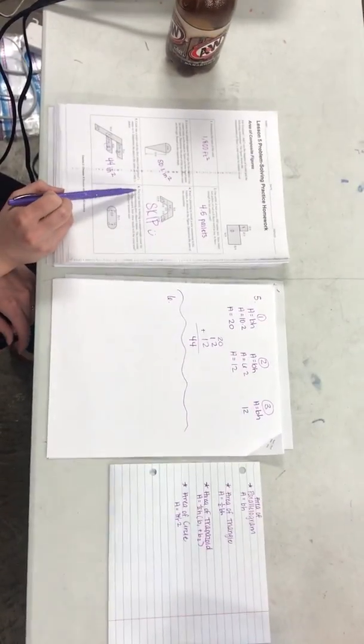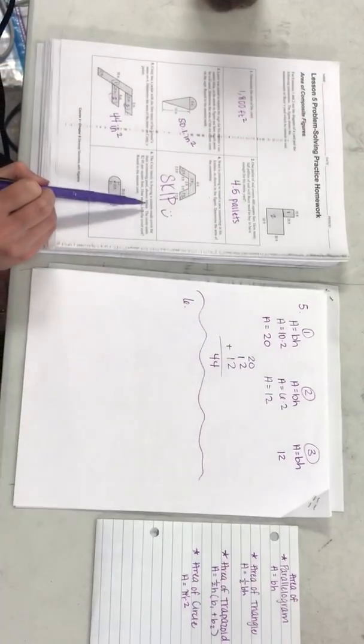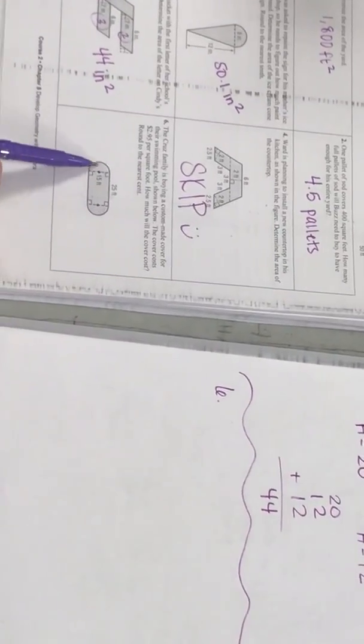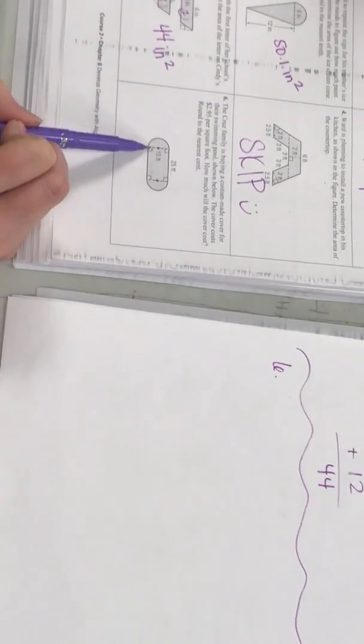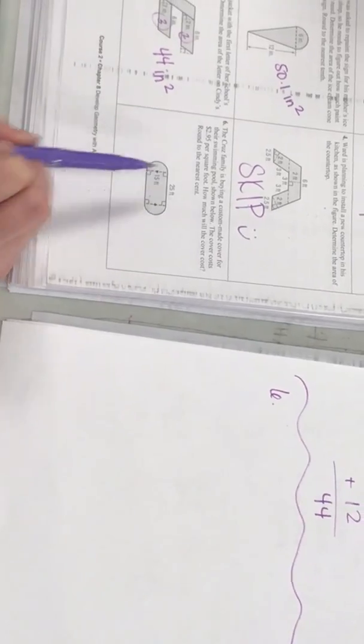Ready? The Cruz family is buying a custom-made cover for their swimming pool, shown below. The cover costs $2.95 per square foot. How much will the cover cost? Round to the nearest cent. So here's our swimming pool, which is made up of 2 half circles or semicircles and 1 parallelogram.